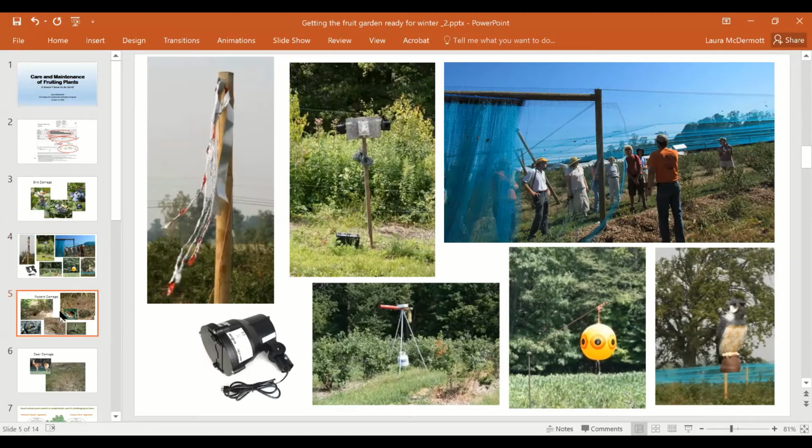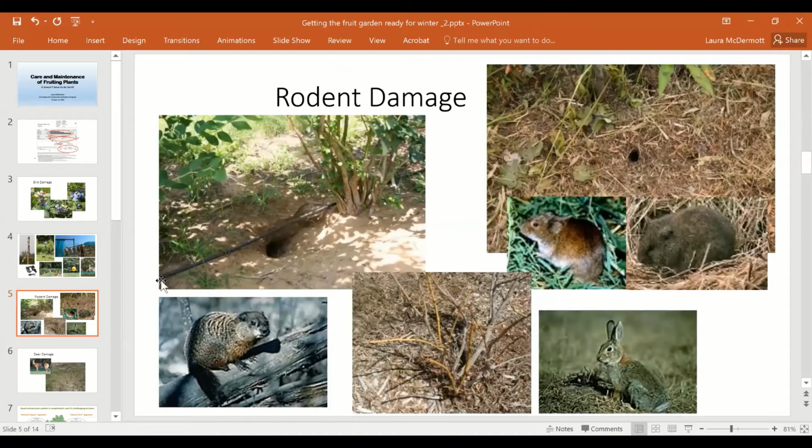So bird control is a huge piece, a huge puzzle to solve before you can have a real good planting. And then rodent damage: woodchucks and bunnies are big problems, but these little critters, pine voles and meadow voles, are the worst.